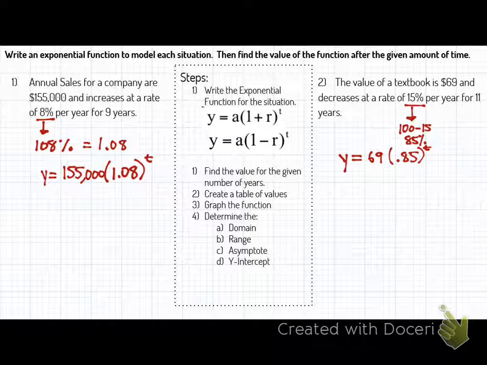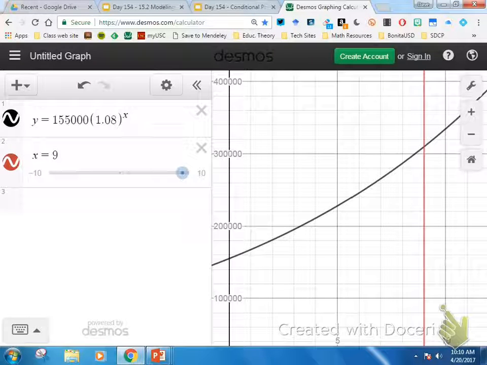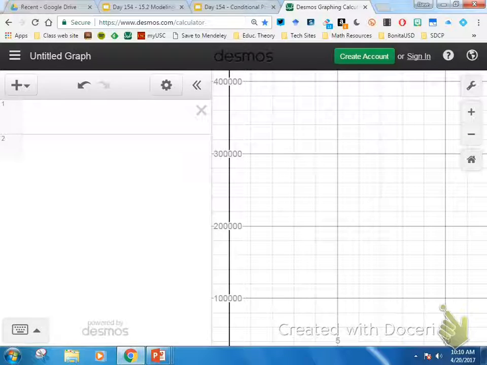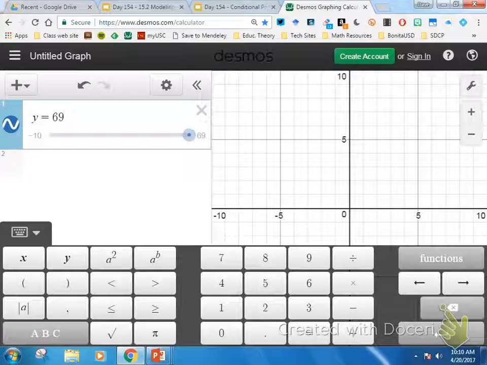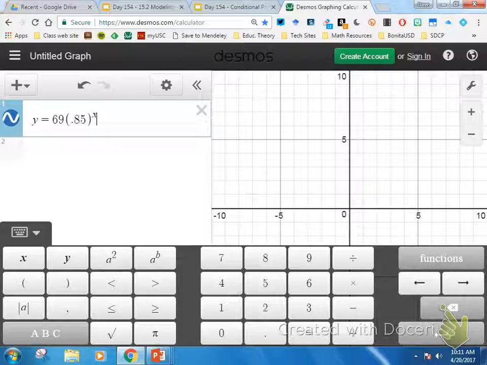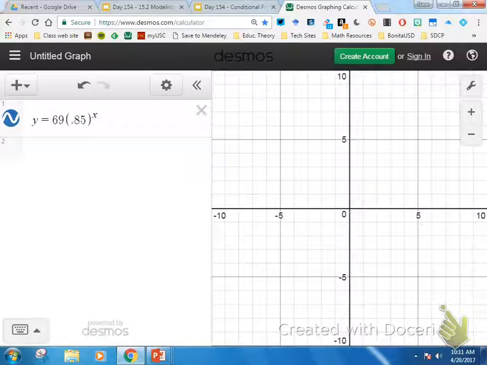Okay, now we're going to go to Desmos. So let's go back to Desmos. And when we do this one, it's good to clear out everything and start fresh. And we're going to put this in. We said it was going to be y equals 69, that's our a, the initial value, times 0.85, the decimal, or the b to the x power. Okay? And then again, why can't I see my graph here?